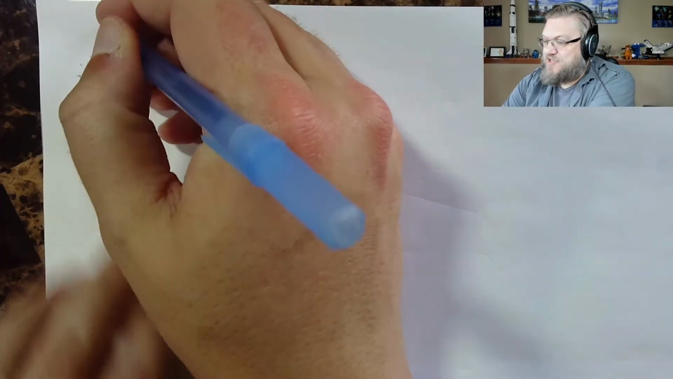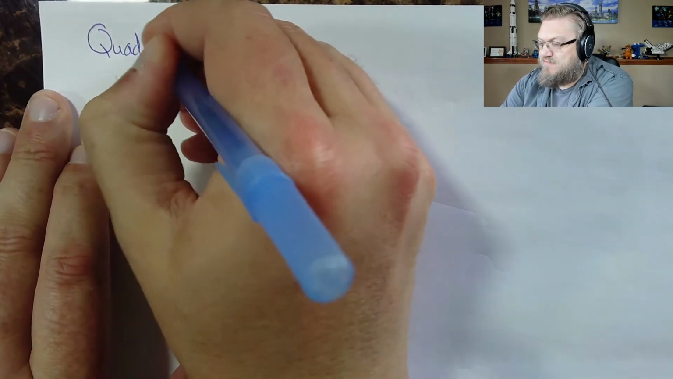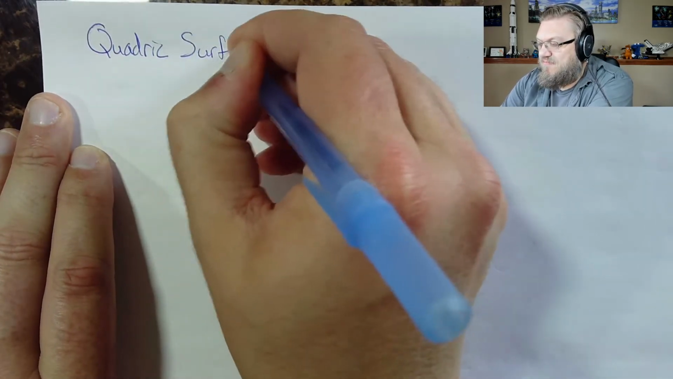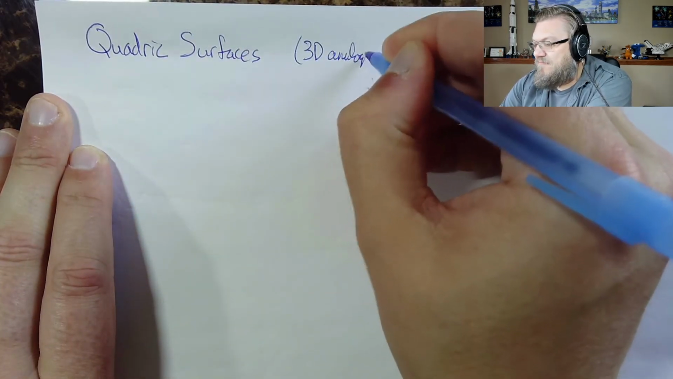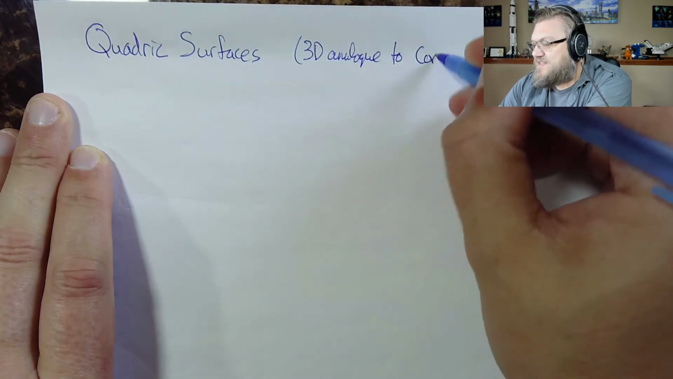Now, the next family of surfaces is the three-dimensional analog of conic sections. Conic sections, the sections of a cone. And so these are called quadric surfaces. So we have quadric surfaces. And they're basically the 3D analog to conic sections.